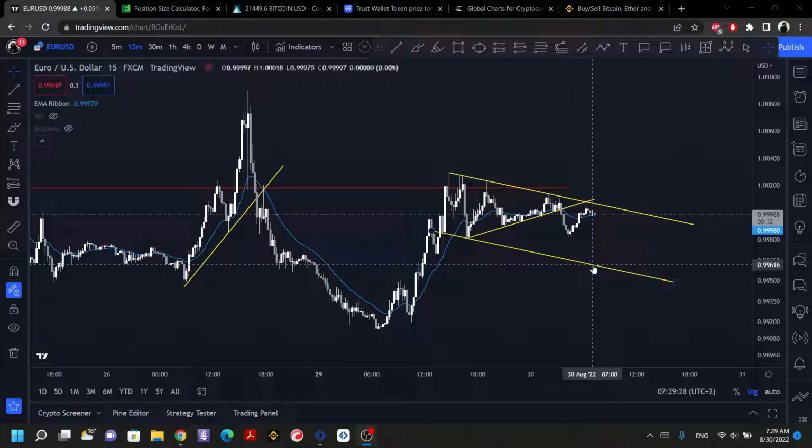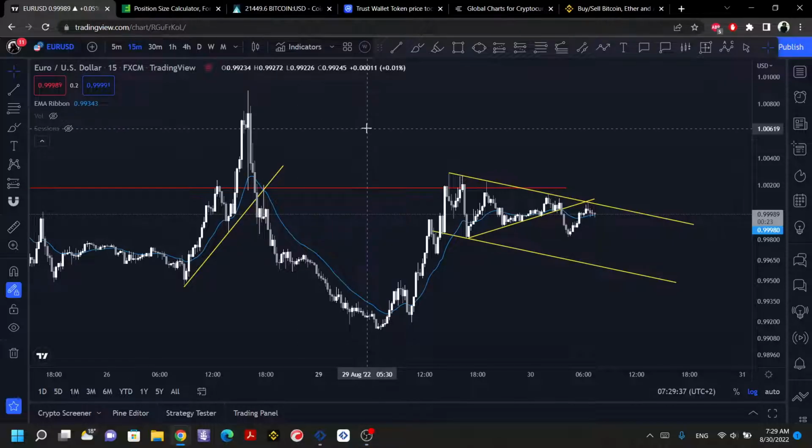Good morning everyone. It is 30 of August 2022, 7:30 in the morning. This is the Euro USD 15-minute chart.